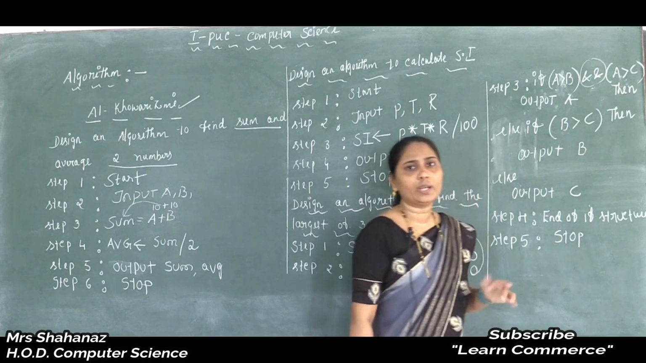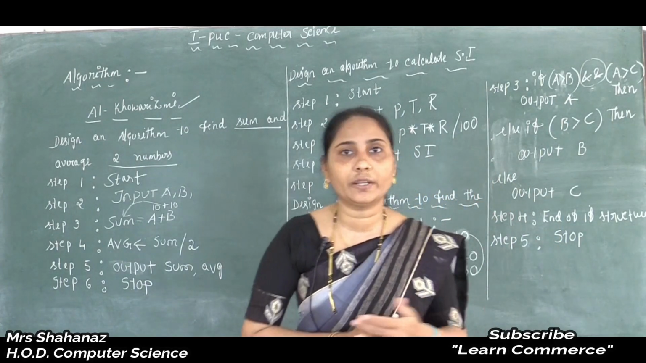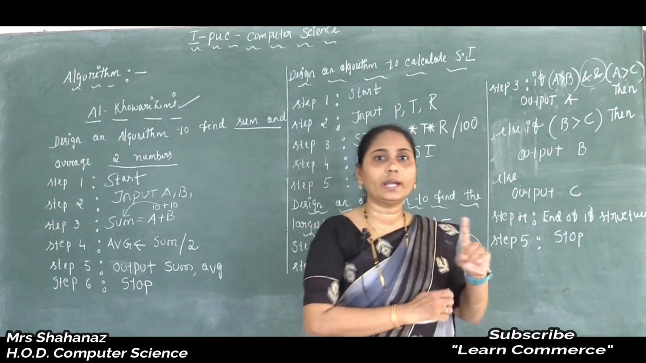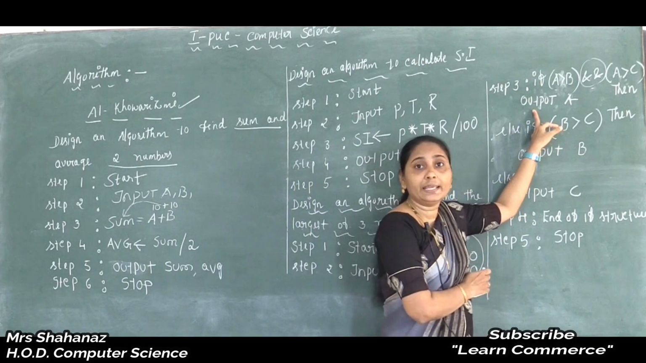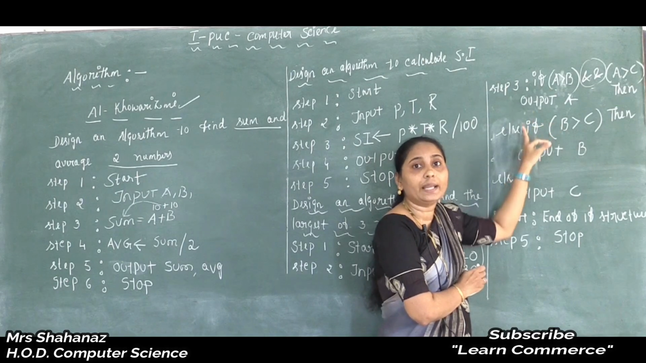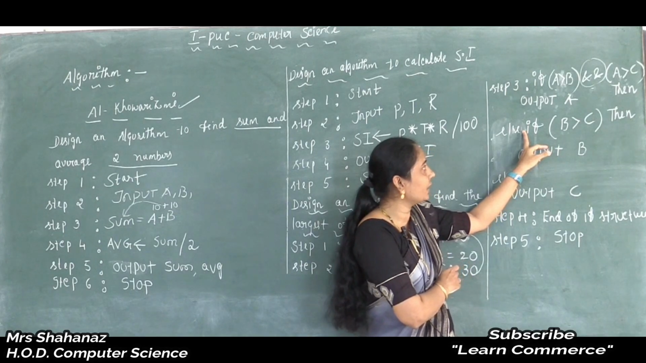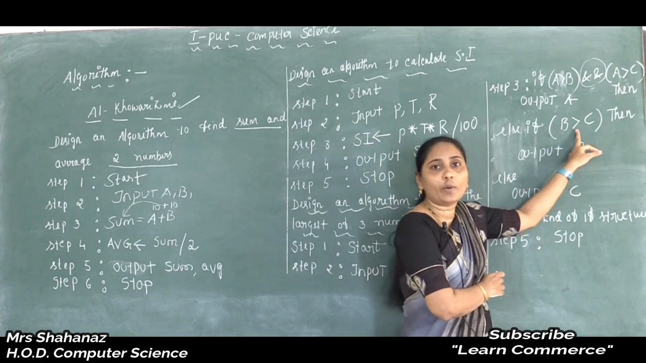Otherwise, if the condition is false, maybe one condition is true, maybe one condition is false, then we won't get the output as A here. That means we need to check the next condition. So I started to check our next condition. So in the next condition, how I have written here.